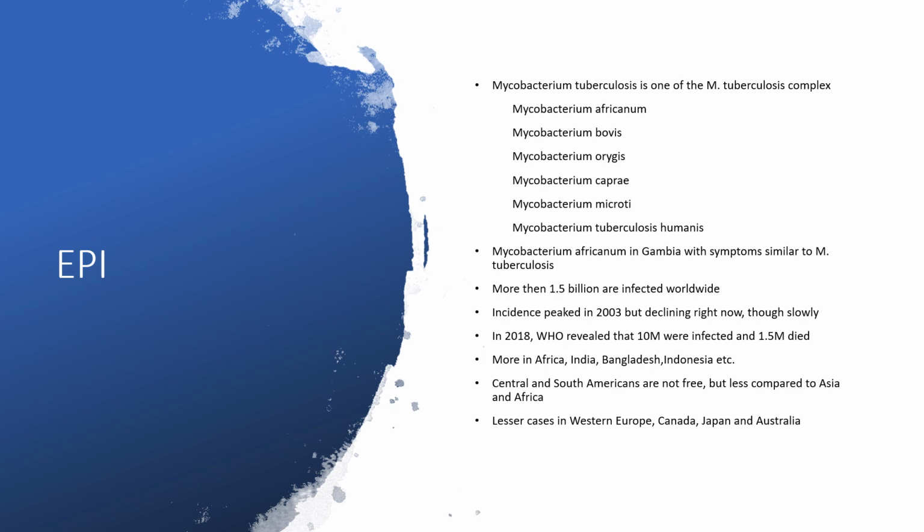The Central and South Americans are not immune also, but they have less trouble compared to Asia and Africa. Lesser cases are found in Western Europe, Canada, Japan, and Australia. I'll soon go into details why we have disparity in all these things. And that is the epidemiology.